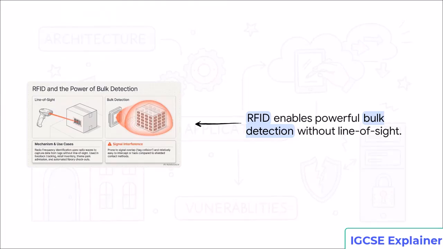But what about physical items moving in bulk? For things like your routed airport baggage or massive warehouse inventory, we rely on radio frequency identification, or RFID. RFID uses tiny tags made of a microchip and an antenna to capture data without needing any line of sight. Imagine an entire crate full of tagged items being scanned completely simultaneously by a single reader. It's incredibly powerful, though it does have a few hiccups, like signal overlap, known as tag collision, and it is a bit easier to hack compared to shielded contact methods.